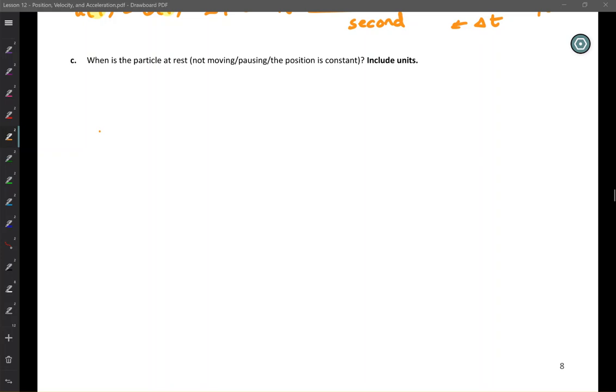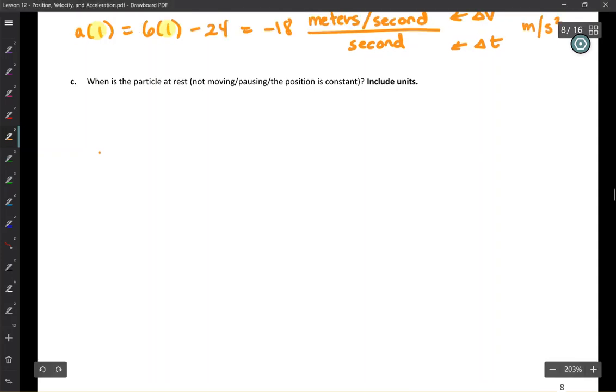Okay, so when is the particle at rest? And by at rest, we mean it's not moving or it's pausing. In other words, if it's not moving, its position is constant. The particle is always 2 meters from the origin, right? So if position is constant, then what must be true?